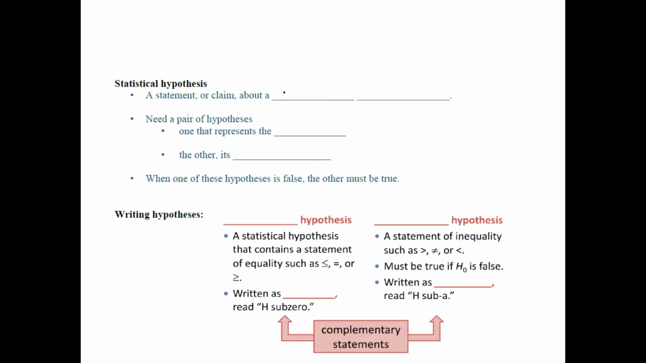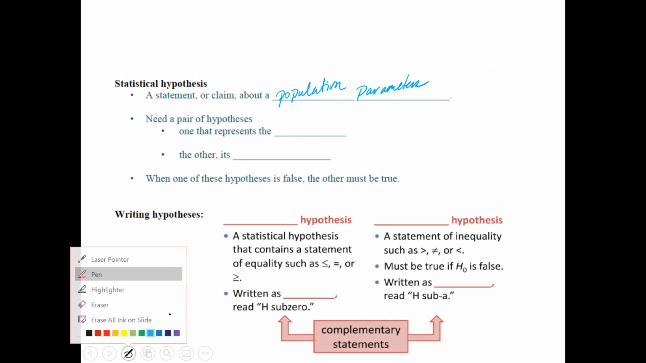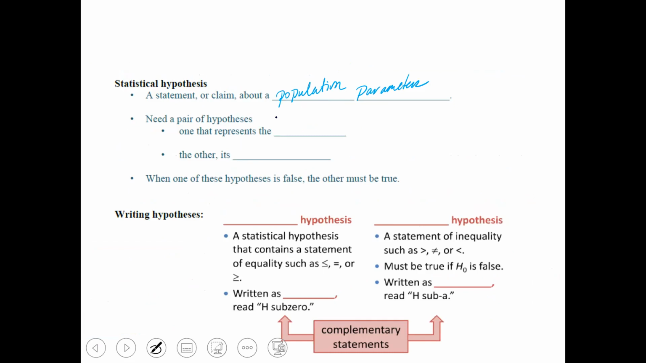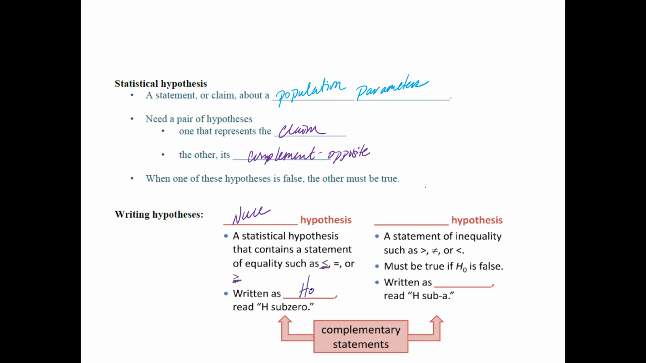Statistical hypothesis: a statement or a claim about a population parameter. So it's kind of like a question. You want to figure out if it's true or false. You need a pair of hypotheses, one that represents the claim, and the other one is going to be the complement or opposite of the claim itself. So when you're writing the hypothesis, the null hypothesis is a statistical hypothesis that contains a statement with an equal sign: inequality or equal. And it's also written as H sub 0 or H0.